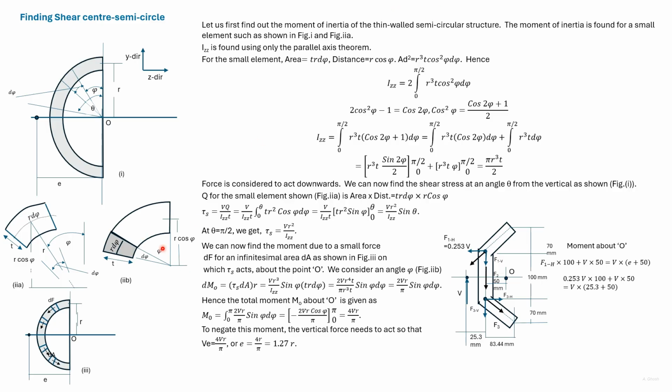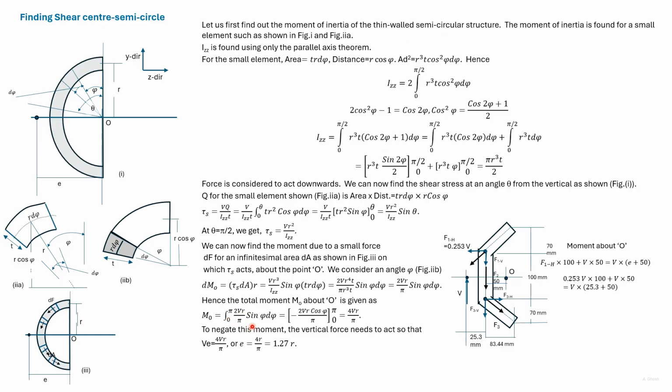Here we have considered tau at an angle phi. So we substitute this expression here. Theta is phi here. The area dA is t r d phi. So we get this expression for dM_O. We can get the total moment acting about O by integrating from 0 to pi.